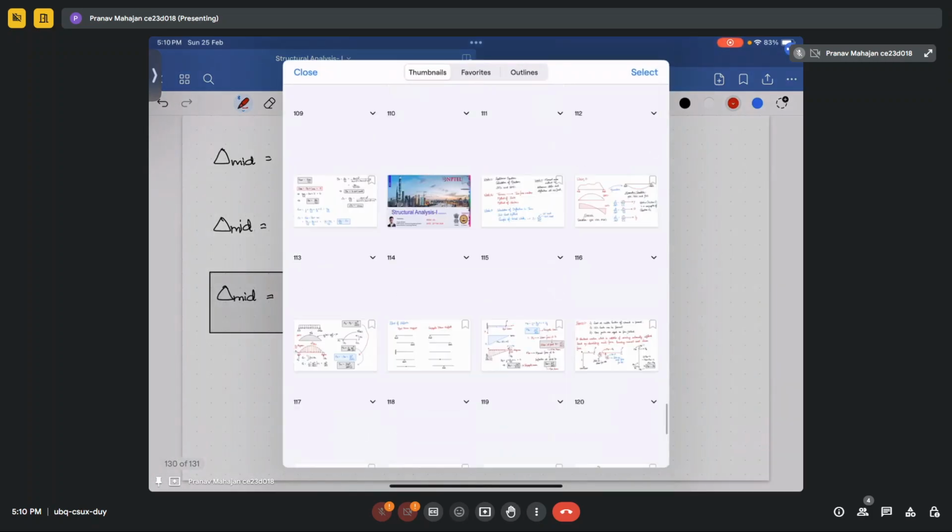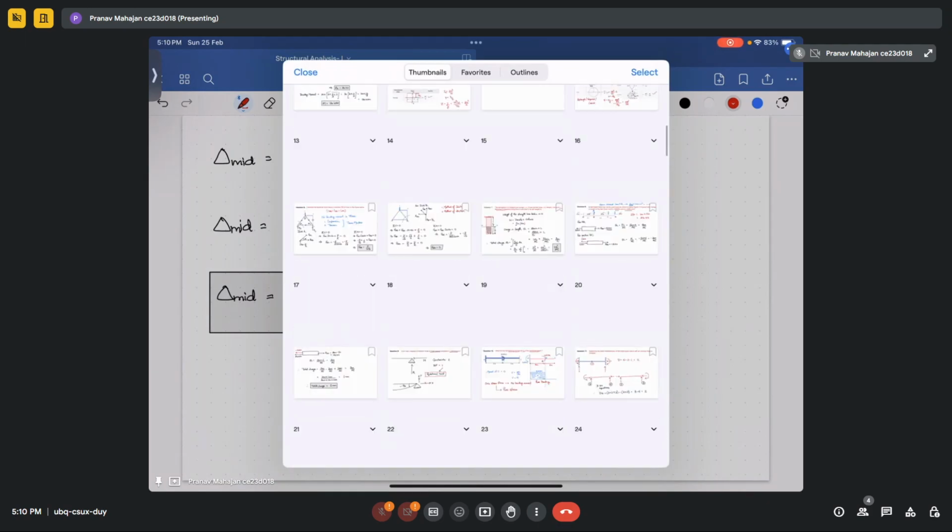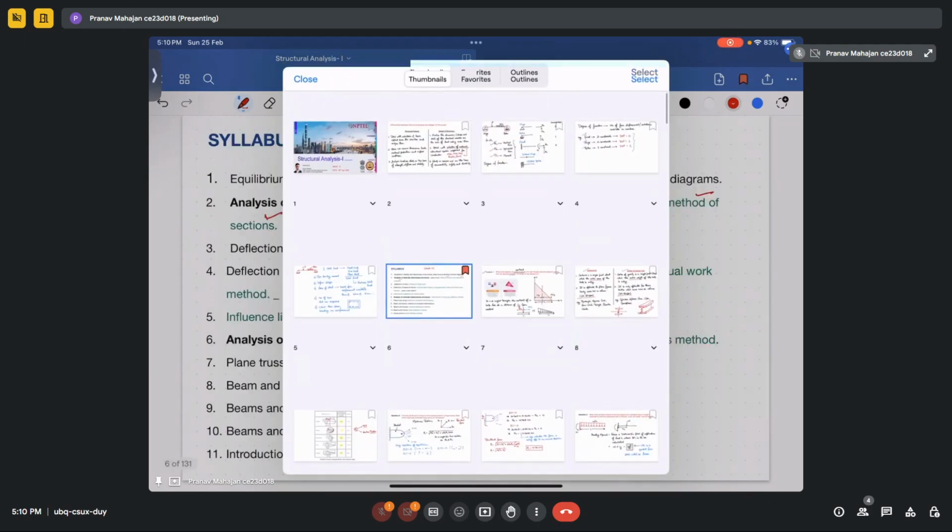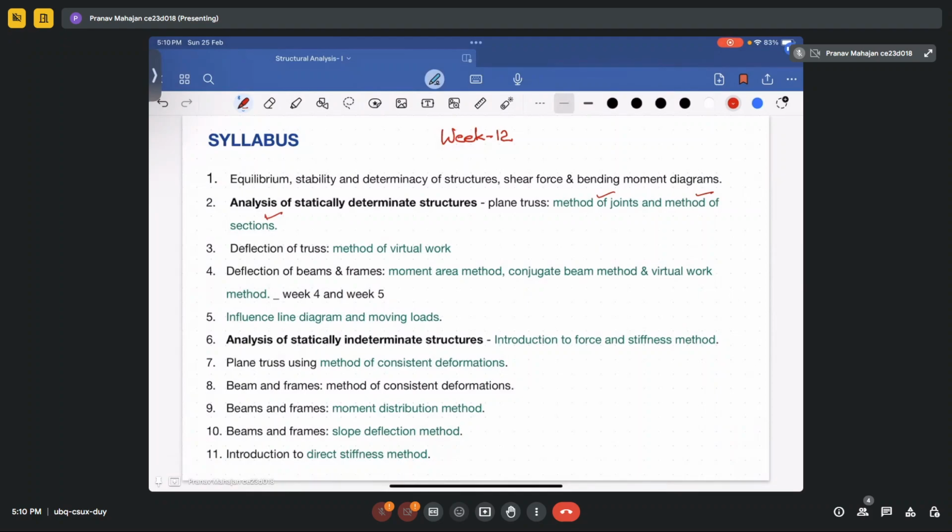Next week, what we will try to see is the deflection of beams and frames using the virtual work method, conjugate beam method, and the moment area method.